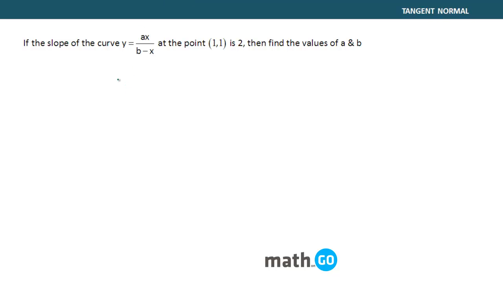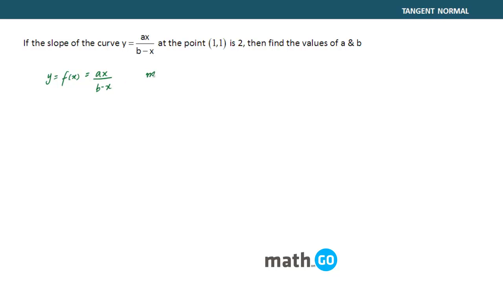Okay, so the next problem says if the slope of this curve at point (1, 1) is 2, then you have to find the values of a and b. So now this is the reverse method. In the earlier two questions, what we did was find the equation of the line using the slope and whatever method was given to us. Here the slope of the curve is given. So here the curve is given to us that y is equal to f(x) is equal to ax upon b minus x. This is given to us.